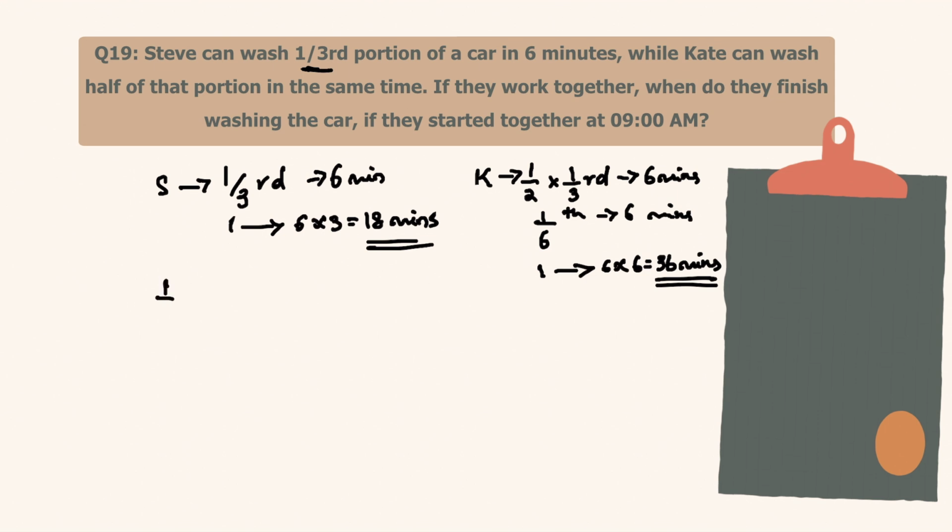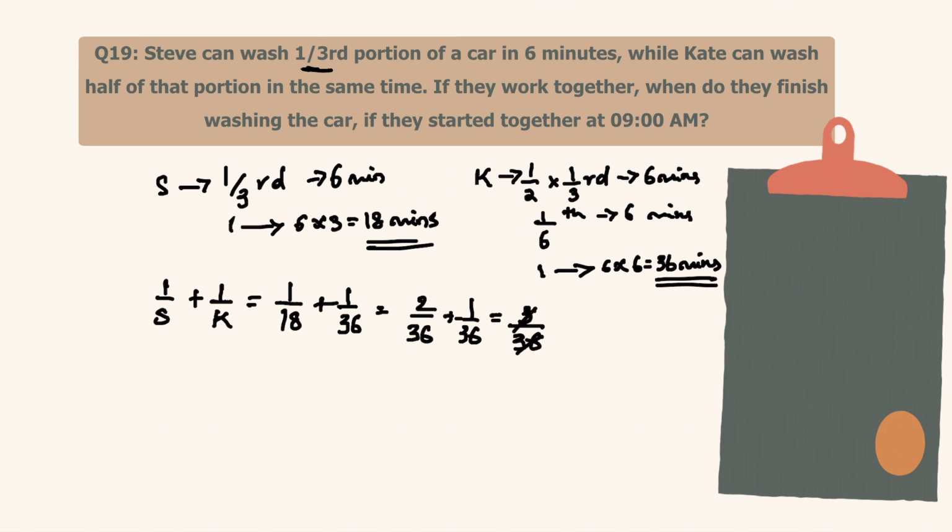Working together means 1 by S plus 1 by K, which will be 1 by 18 plus 1 by 36. You can calculate on your own way. It will become 1 by 12. That means 12 minutes they will take to complete the work together.